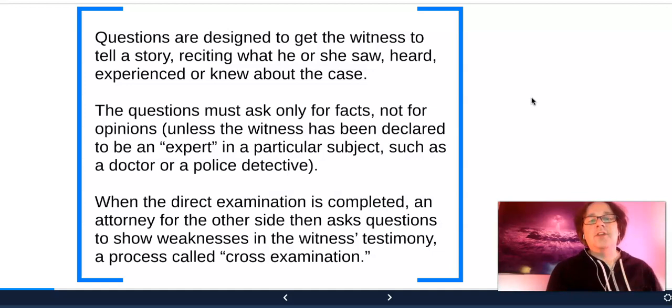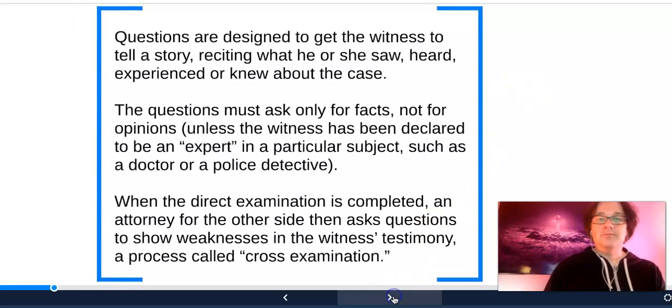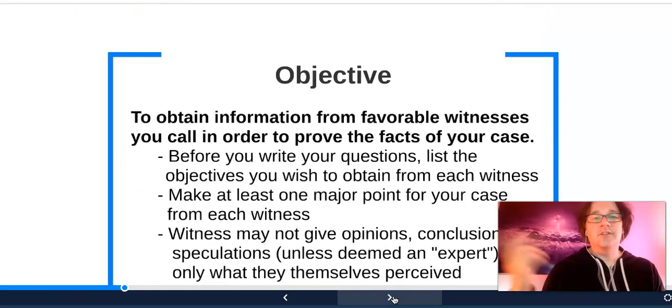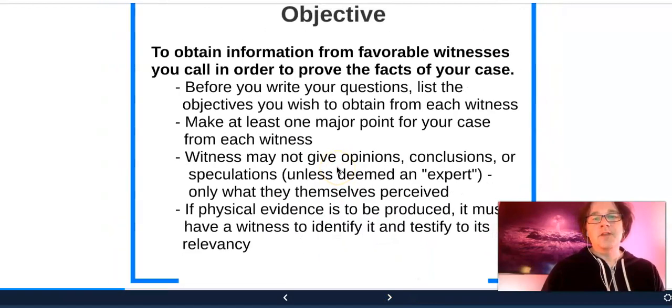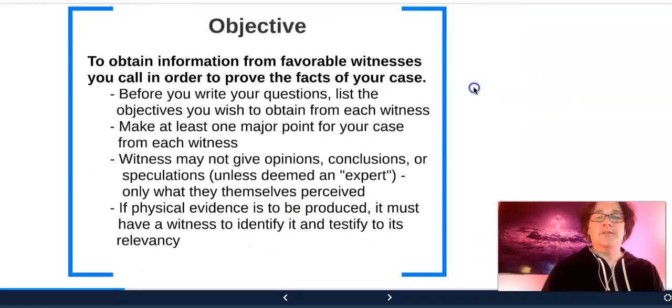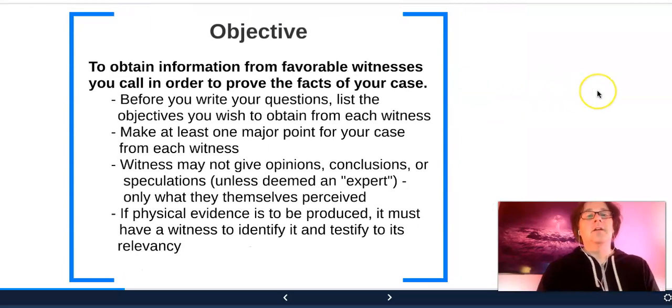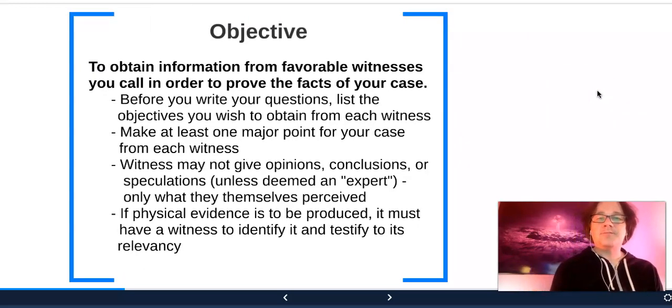So when the direct examination is completed, an attorney for the other side then asks questions to show weaknesses in that witness's testimony, and this is what's known as cross-examination, which we'll discuss either later in this video or in a different one. So the objective of direct examination, again, is to obtain information from favorable witnesses that you call in order to prove the facts of your case.